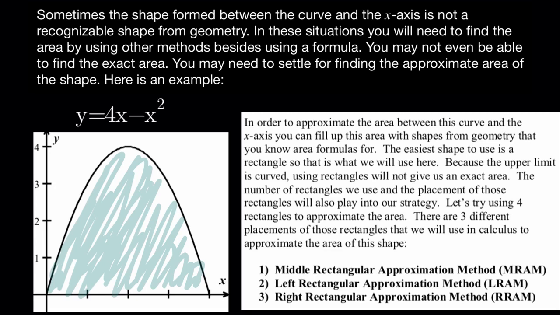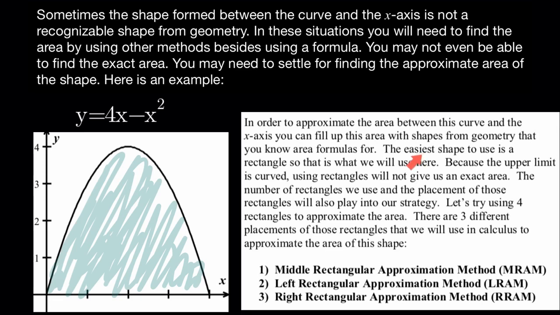So in order to approximate the area between this curve and the x-axis, you can fill up this area with shapes from geometry that you know the areas for. So we don't have a formula that involves parabolas from geometry. And if we want to find this area that has a curved surface to it, we can't really do that with a formula, but we can fill up this shape with all kinds of different geometry shapes that we do know the area formulas for. And that would give us a pretty good approximation for the area of this.